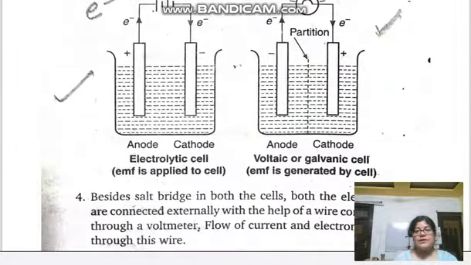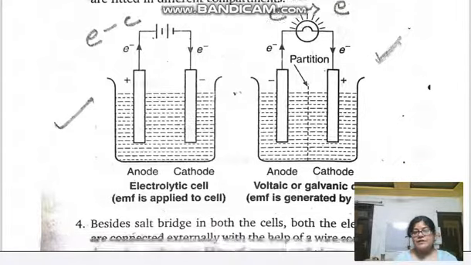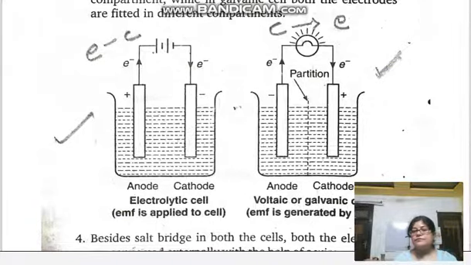Now, we can simply see this figure. There is this plus sign, that is the anode, and this is the cathode. Now these are connected with each other. Here, in the galvanic cell, generally there is a type of partition in between them. Clear? Now this is connected with a battery.